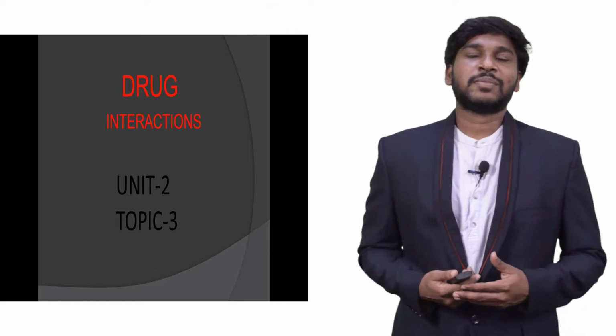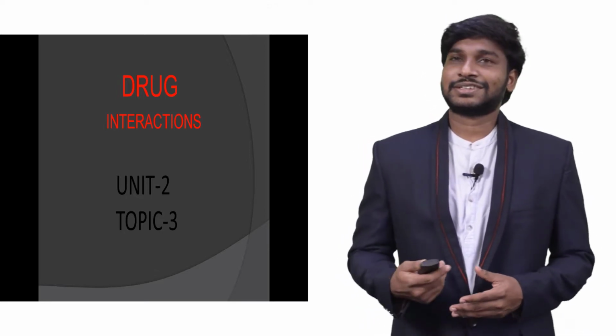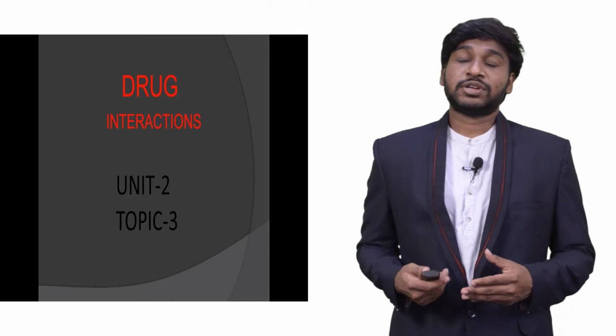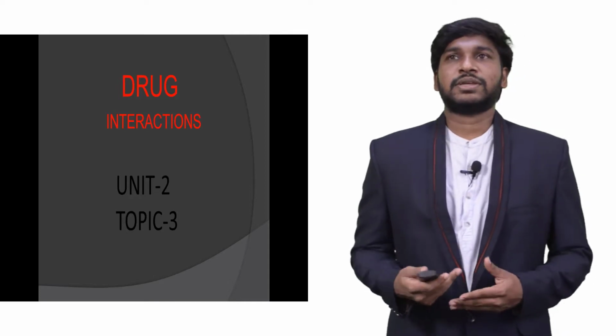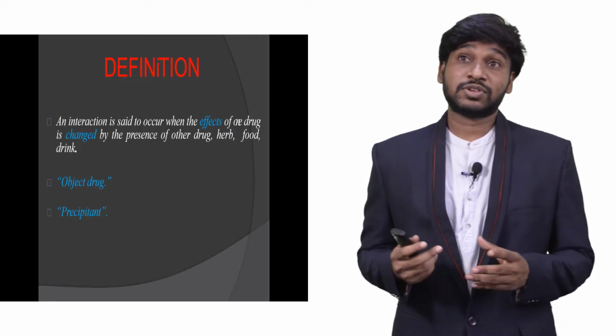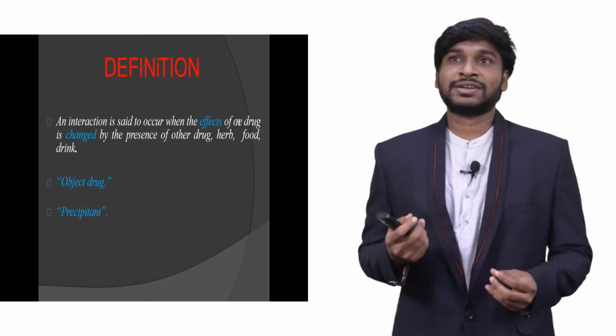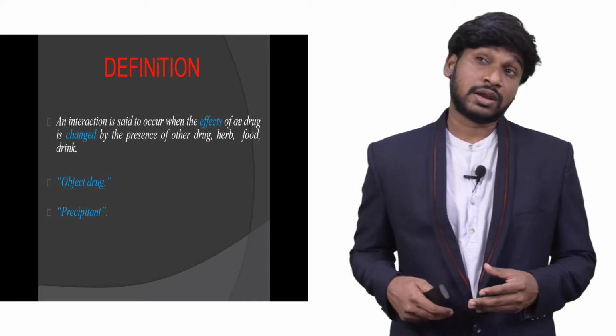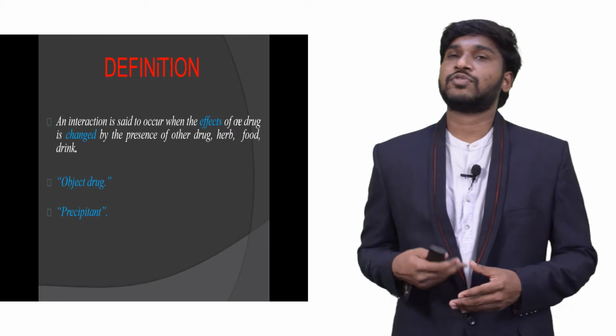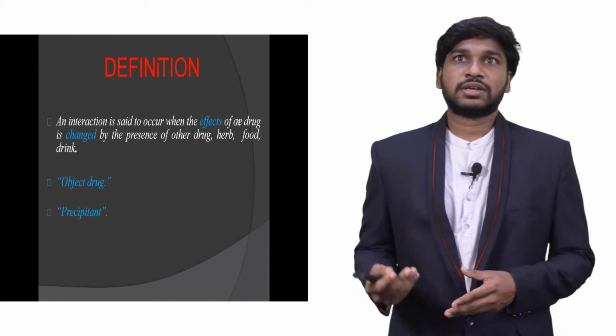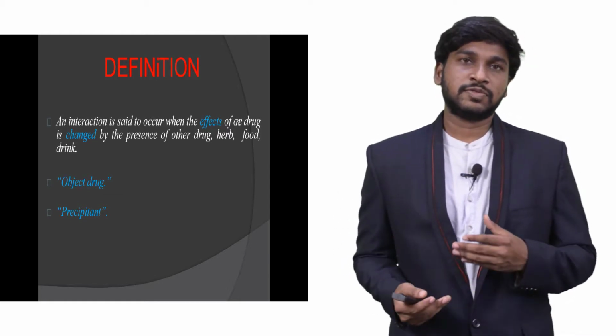Well, students, coming to today's topic, that is drug interactions. What is an interaction? An interaction is said to occur when the effect of a drug is changed by the presence of another drug. That means drug-drug interactions, because of another drug or herb or phytochemical or food or drink, whatever it may be, has some influence on the drug.